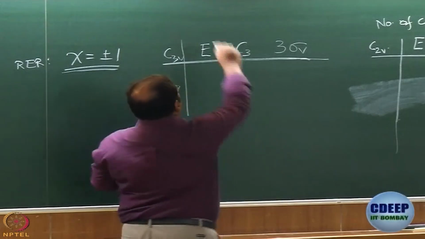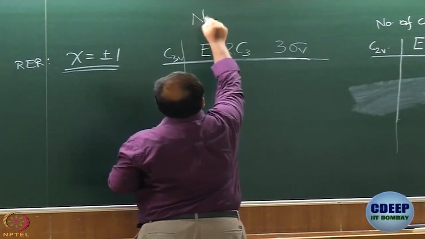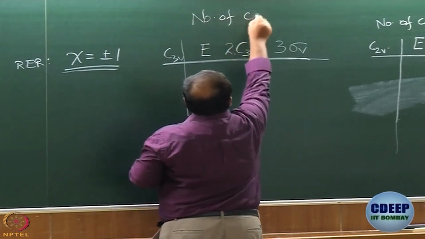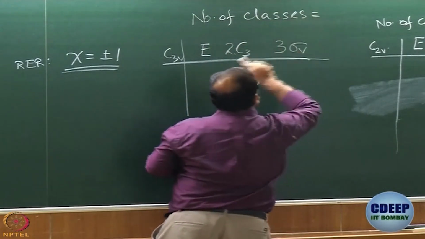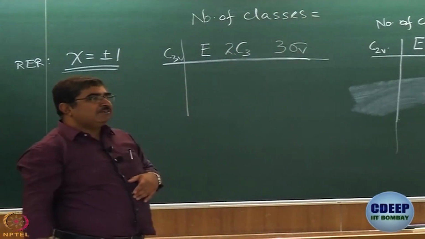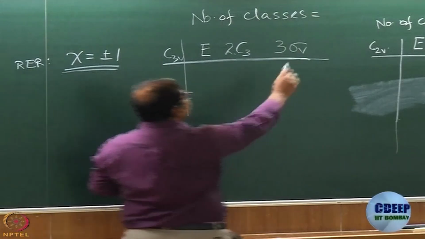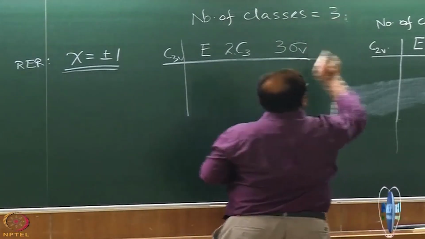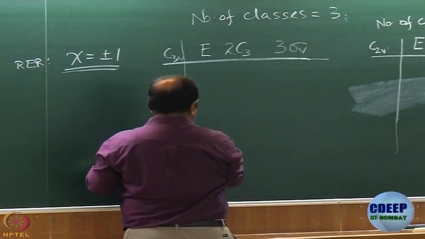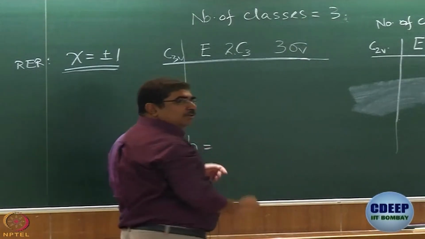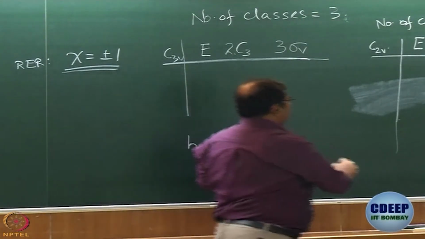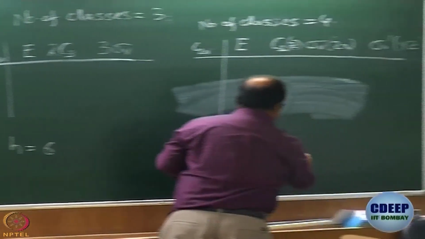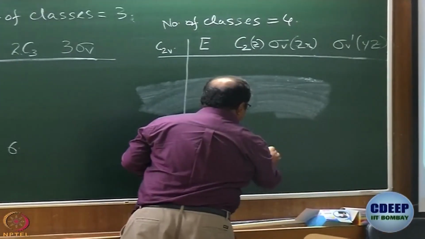So, for here, what is the number of classes? What is the number of symmetry operations? 6. And what is the number of classes? 3. Let me write down this also. H is the order of the group, which is equal to the number of symmetry operations, that is 6 here, and it is 4 here.